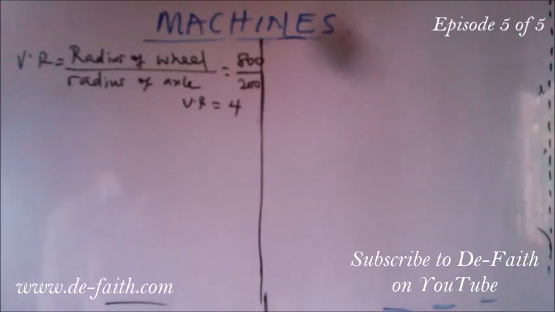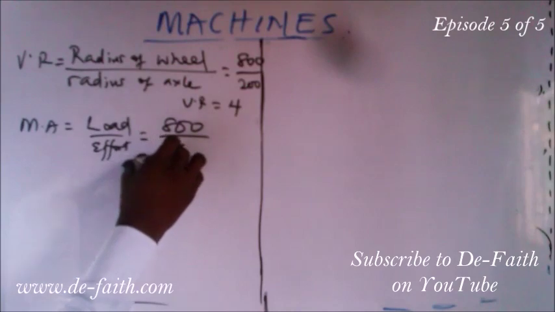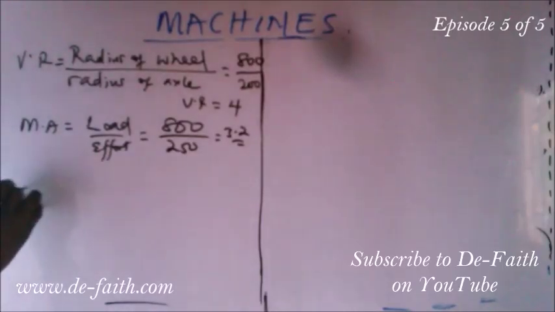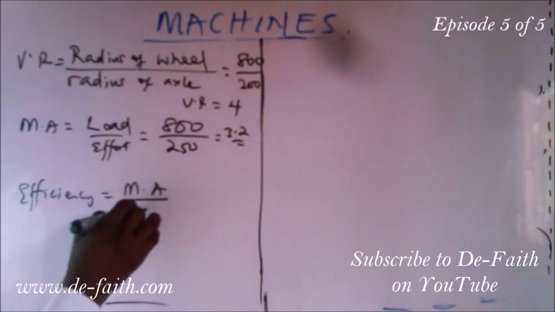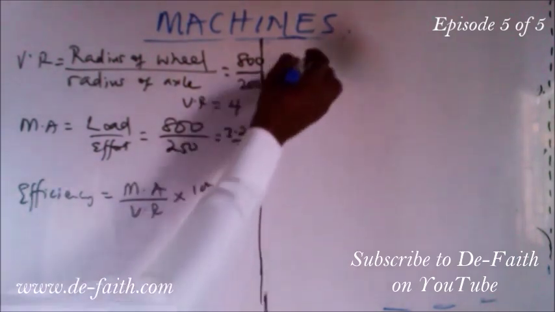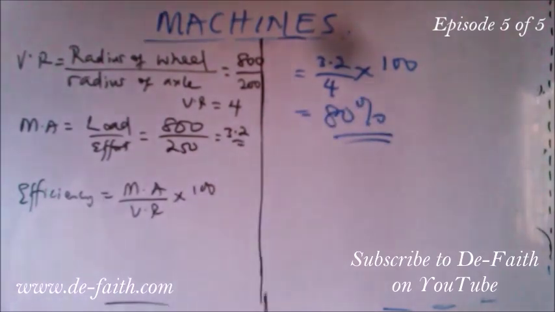ratio. Next, we have to look for the mechanical advantage, which is load over effort. We're given a load of 800 Newton and an effort of 250 Newton, and that gives us 3.2 as the mechanical advantage. Now we can easily calculate the efficiency, which is mechanical advantage over the velocity ratio times 100. The mechanical advantage is 3.2, and that will yield 80% as the answer.